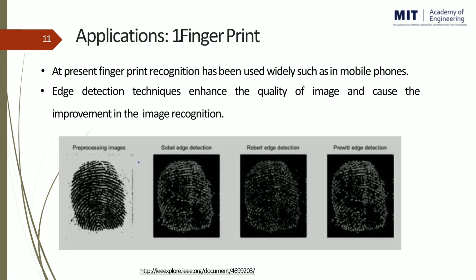Mostly nowadays the fingerprint is widely used in various appliances and devices. Examples: mobile phones, laptops, PCs, or any other equipment like doors or security purposes, walls, etc. So in this, the fingerprint image is taken, and by using various filters like Sobel filter, Roberts filter, or Prewitt filter, these are the different outputs we get from it.